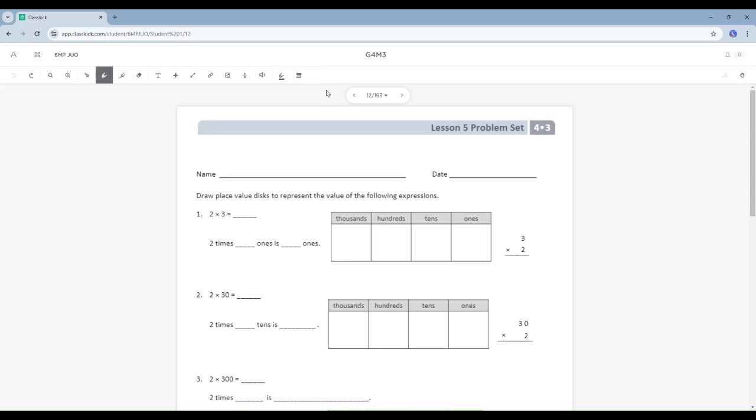Today, we're going to be taking a look at Eureka Math and EngageNY's Grade 4, Module 3, Lesson 5 problem set. In this lesson, we want students to be able to multiply multiples of 10, 100, and 1000 by single digits, and then try to recognize some patterns that go along with what happens when you multiply by tens, hundreds, and thousands. So let's go ahead and hop right in.